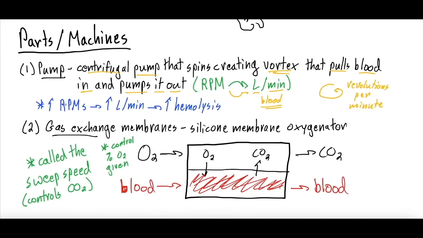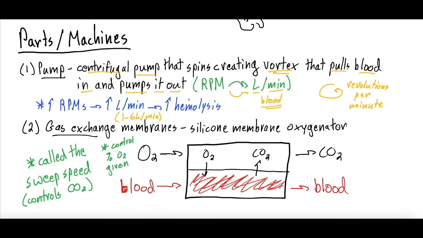So if you have higher revolutions per minute, the pump is spinning faster, you're going to deliver a higher amount of blood back to the body, so you have higher liters per minute of blood delivered. The challenge with that is that this vortex that's sucking blood in and spinning in a circle actually shears red blood cells and leads to hemolysis. So the higher the RPMs, the better flow, but also the more hemolysis you get. ECMO circuits, there's some variability, but they typically can deliver anywhere from 1 to 6 liters per minute.